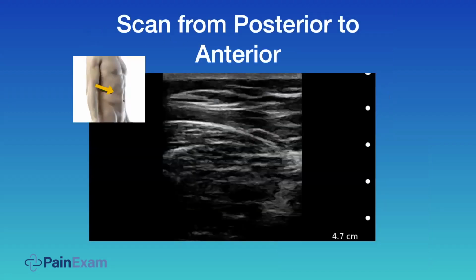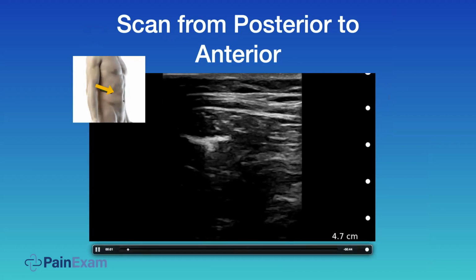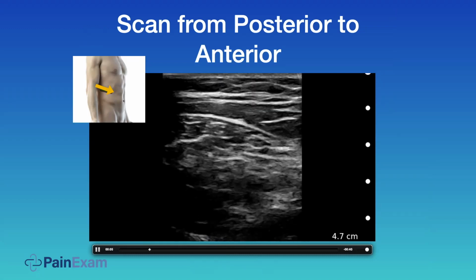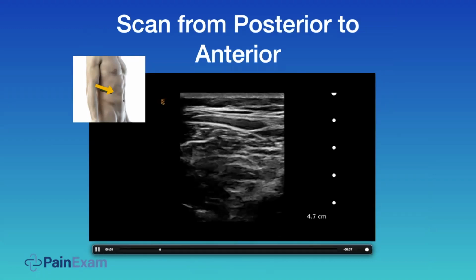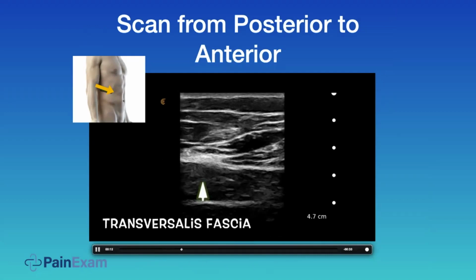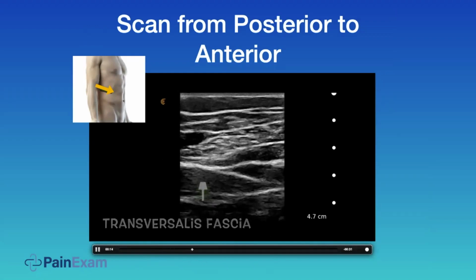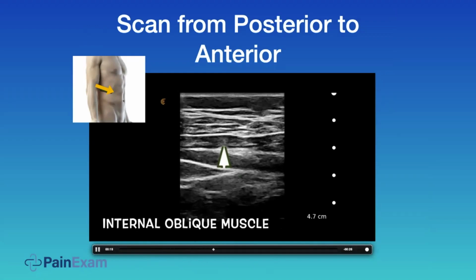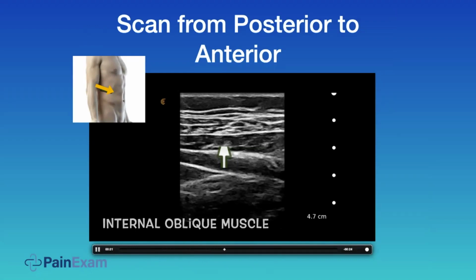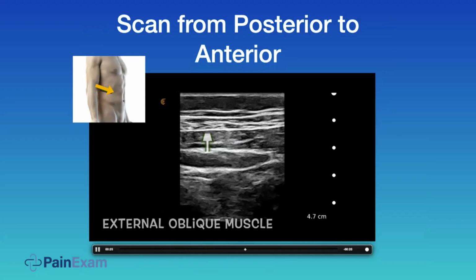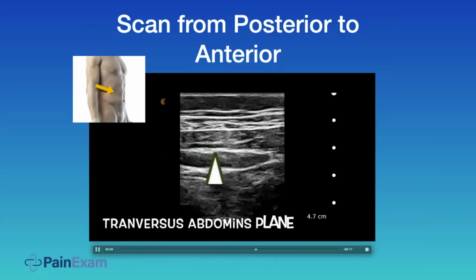Here we take an ultrasound and we're scanning from axilla towards the anterior, okay? And you see here, the transversalis fascia starts to come into view as we move anteriorly. Now we're moving anteriorly, and you see the 3 layers of the transverse abdominis muscle, the internal oblique, and the external oblique, with the TAP plane between the internal oblique and the transverse abdominis muscle.